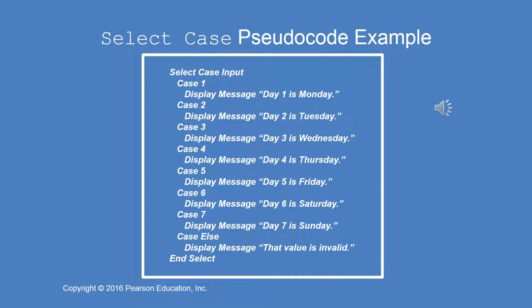Finally, we have some pseudocode to describe the select case statement. You get the input for the select case. In this case, it would be a number, an integer, entered by the user into the text input box. And if it's 1, display the message day 1 is Monday. If it's 2, display the message day 2 is Tuesday, etc. So there are 7 conditions that are tested that match 7 different branches. If none of those are met, the user will receive a message that the input is invalid, because that's the case else. That's the catch-all. And of course, we have the end select statement that ends the select case statement.